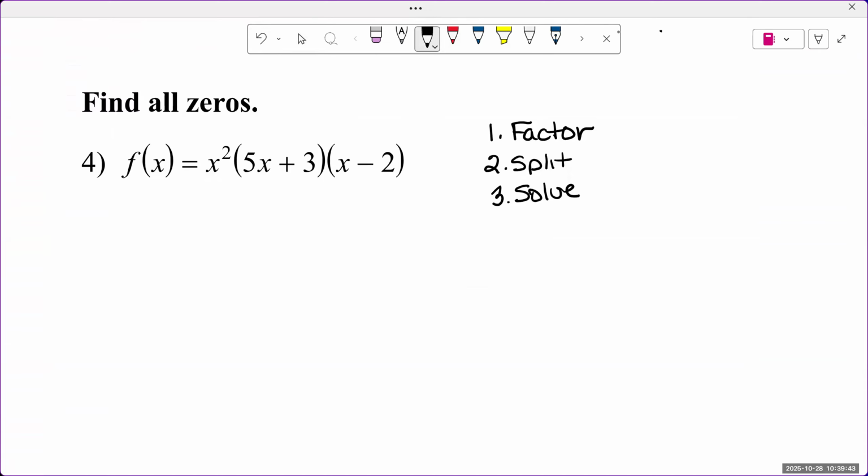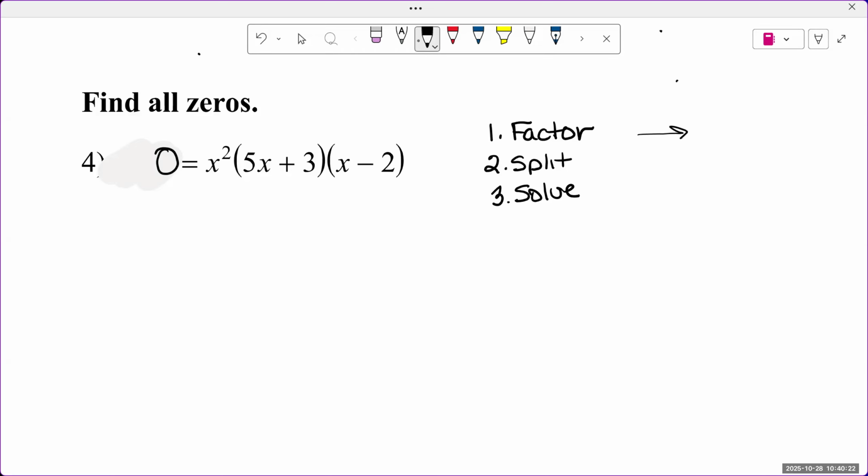So find all zeros. So we want to know what x value would make this expression equal to 0. Now, we can see that one of them is actually x equals 0. If I plug 0 in here, boom, it's going to just wipe everything else out. So I can see that x equals 0 is one of them. But there's more. Okay? So step 1 is to factor.